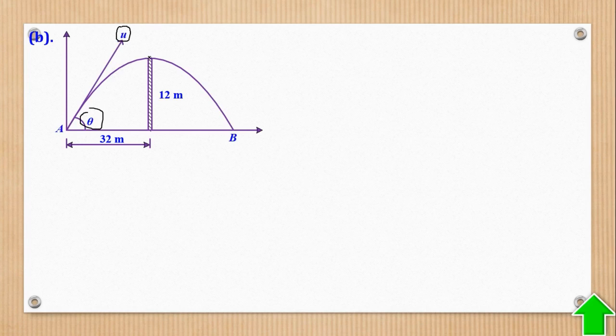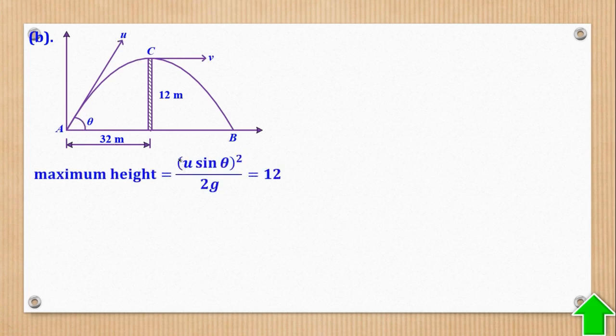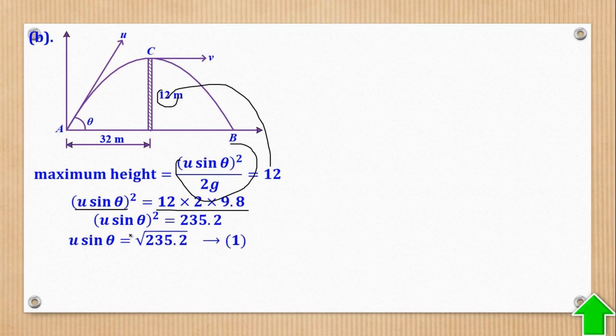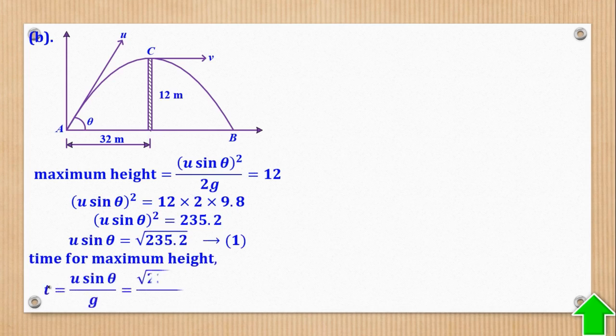So at this point it is maximum height, meaning that the velocity is entirely horizontal. So maximum height is given by this formula, u sine theta everything squared divided by 2g. But the same maximum height is 12. So I'll come up with this, substitute for g to give you this as equation 1. Then time taken to reach maximum height is given by that formula, u sine theta over g. So u sine theta is given here and g is that. So we'll come up with this as the time.